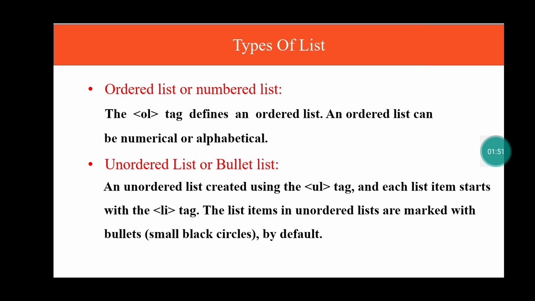The next type is the unordered list or bullet list. An unordered list can be created by using the UL tag, and each list item starts with the LI tag. The list items in an unordered list are marked with a bullet, a small black circle by default. We can change this by using different values of the attribute of the UL tag. That may be disc, square or circle.